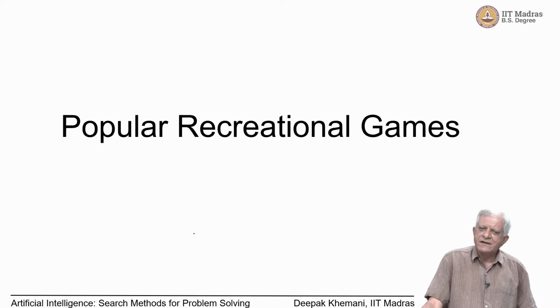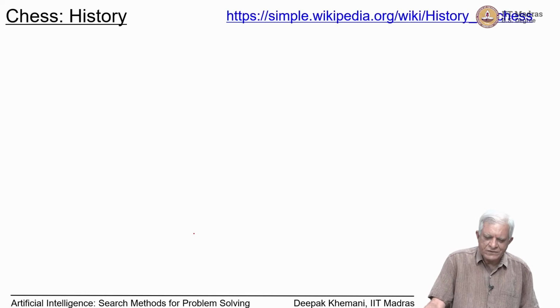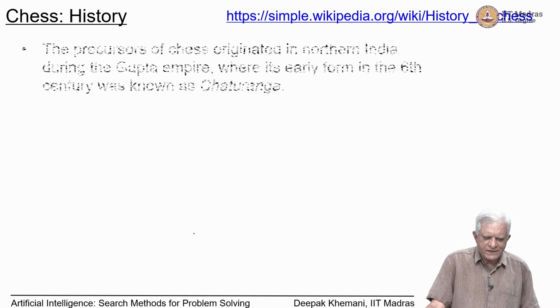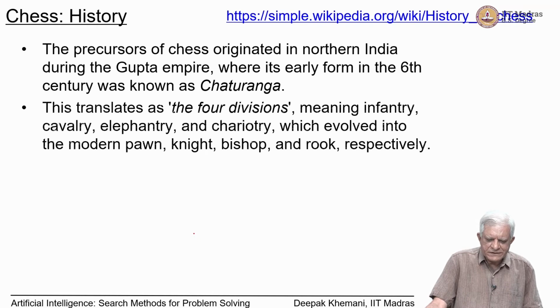Games have always been fascinating for humankind, and starting from childhood we all learn to play different kinds of games. We begin with chess, which has been in some sense the most popular of all games. If you go to the Wikipedia page on chess, you will find some information. The precursors of chess originated in northern India during the Gupta Empire, where its early form in the 6th century was known as Chaturanga, which is a word which comes from Sanskrit. This translates into 4 divisions.